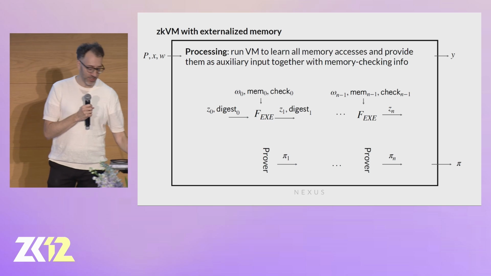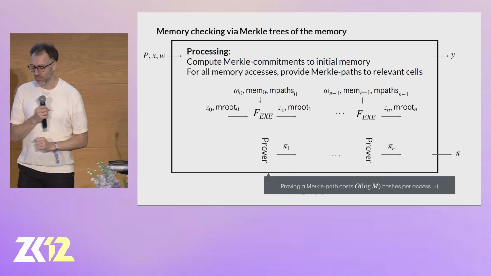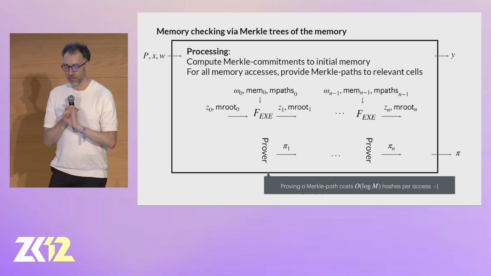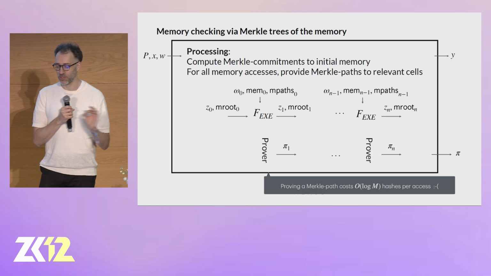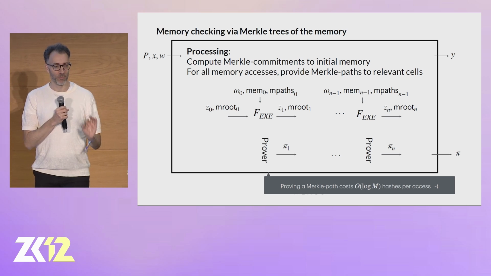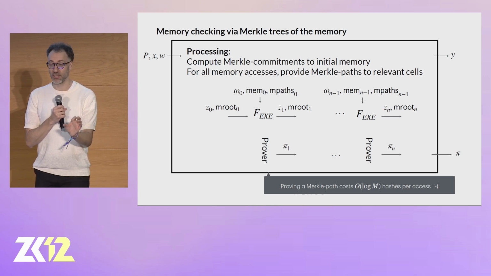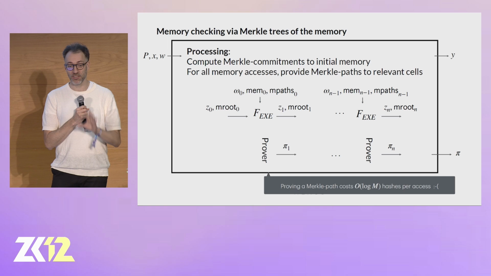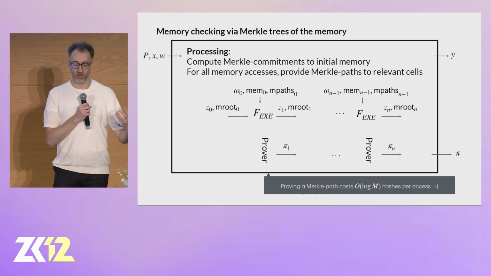So let me give you an example of how this could be done. Think of a Merkle commitment to the memory. We start by committing to the full memory in a Merkle tree, and we give the root digest as input, so part of the state. That's just a small hash value, so it's a very small addition to the state.